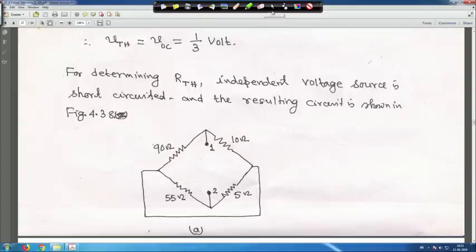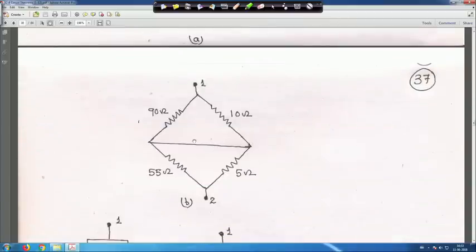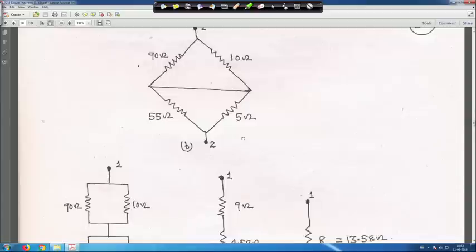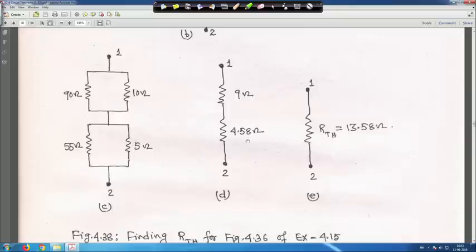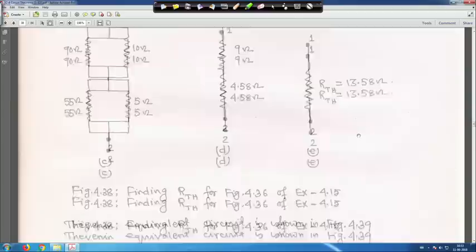So, let me clear it. Whatever we have done, this is shorted, I told you. After that, 90 and 10 and 55 and 5 are in parallel. Then this is 9 ohm, and equivalent to this it is coming 4.58. So, total R Thevenin is equal to 13.58 ohm, right.